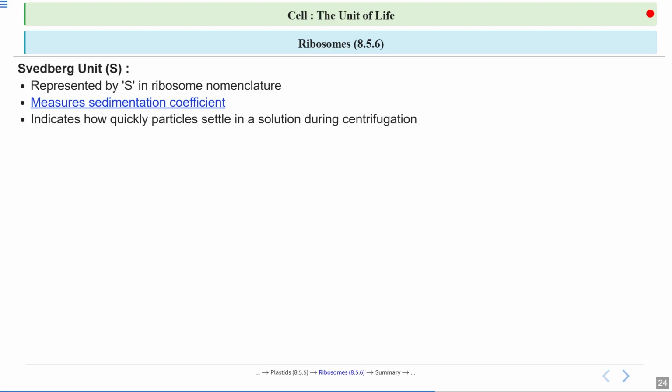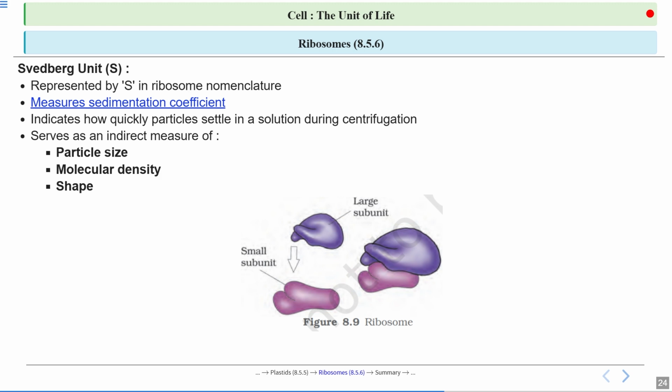By centrifugation, a pellet and a supernatant are formed. So S denotes how quickly the particles will settle in a solution. It serves as an indirect measure of particle size, molecular density, and shape. Obviously, if the size is more and the density is more, then it will settle faster.